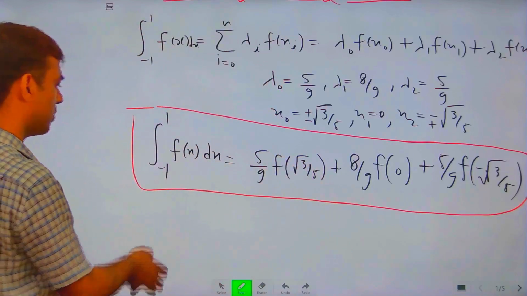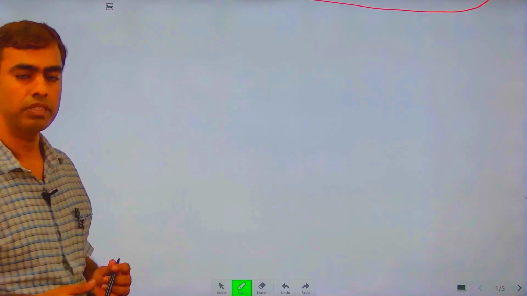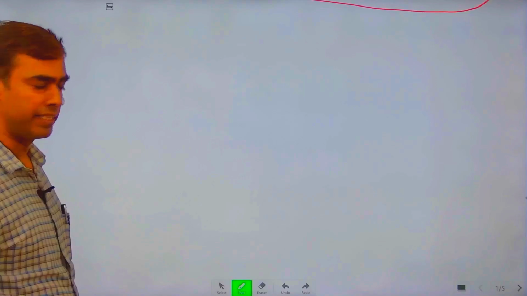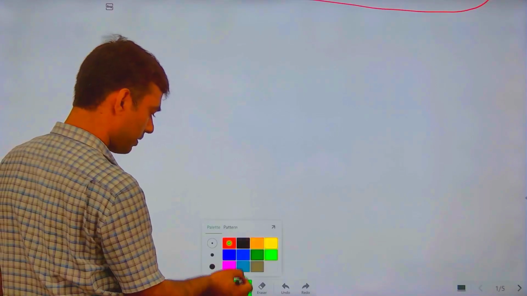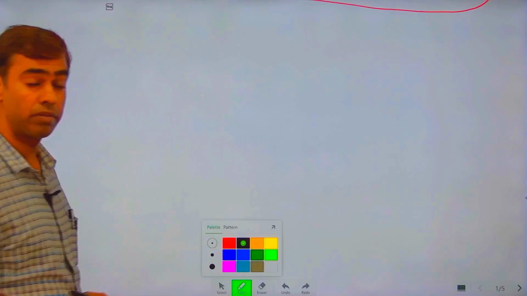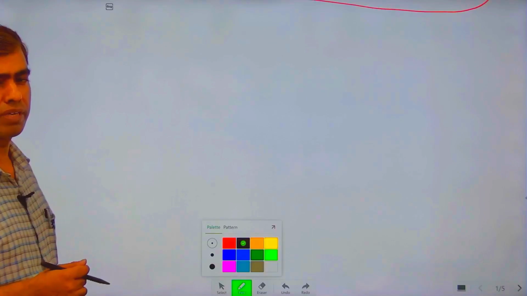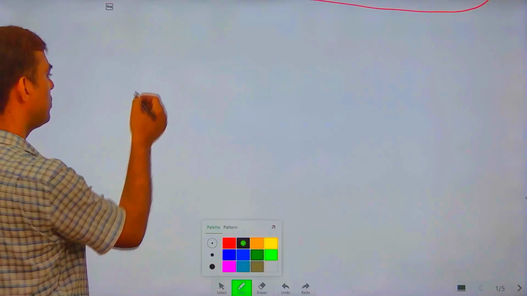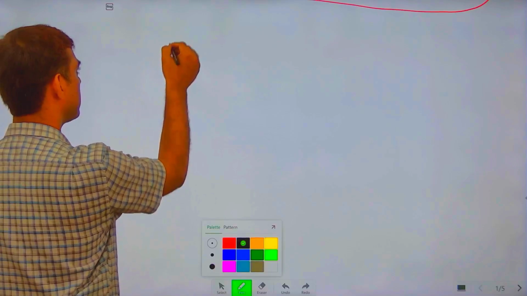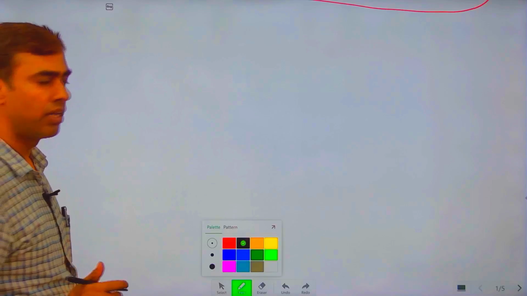That's why its name is the Gauss-Legendre integration method. So how do we find the values of x 0, x 1, lambda 0 and lambda 1 with the help of Legendre's polynomial? As we know, Pn(x) by the Rodrigues formula, which is the formula for generation of Legendre's polynomial.